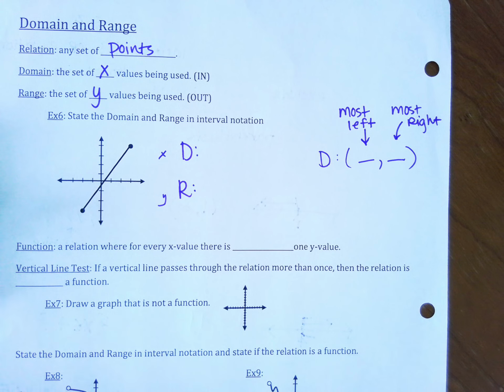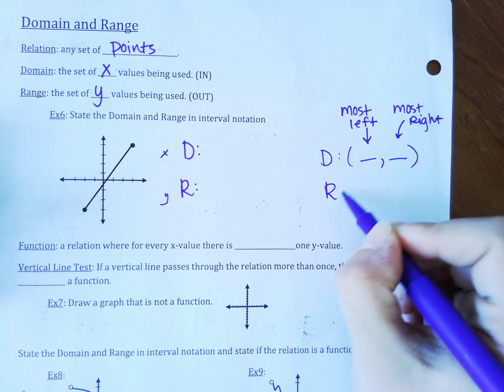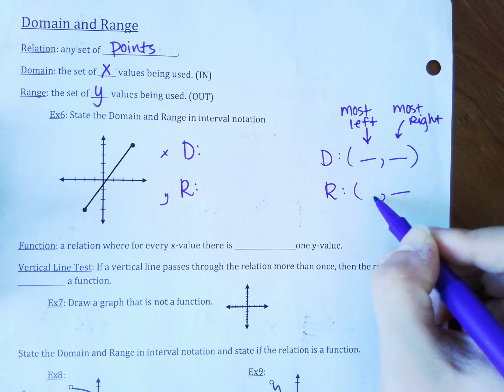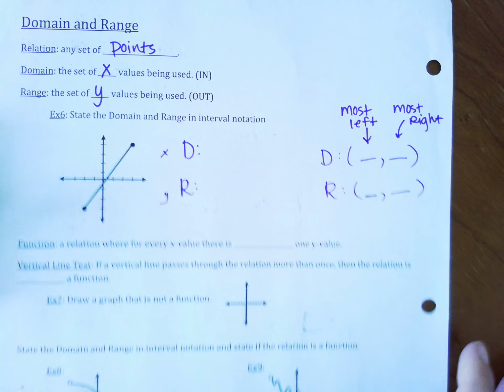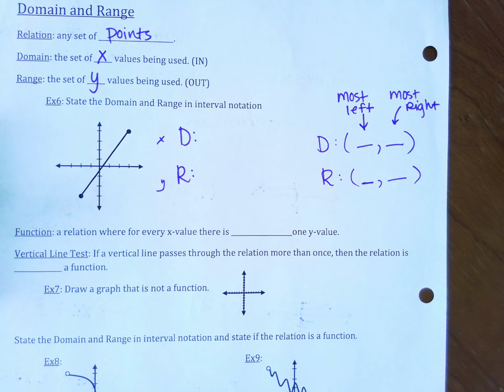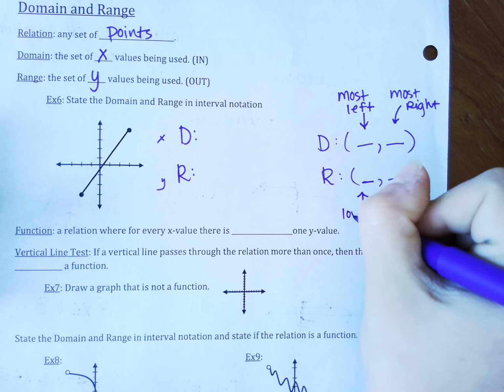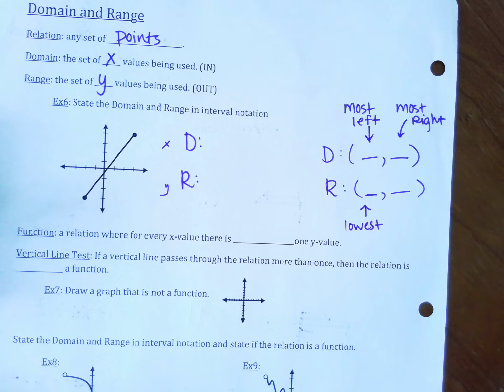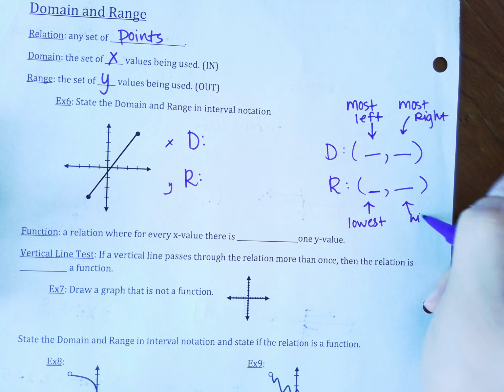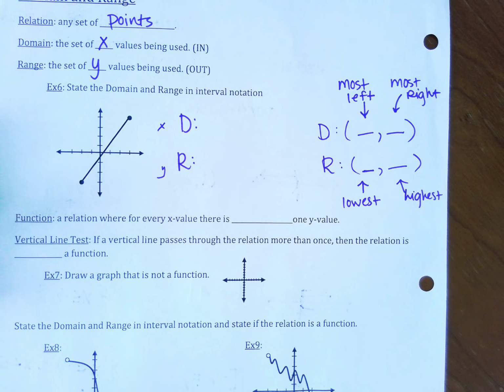For your range, it's kind of a similar idea. Since range is acting as your y values, instead of left and right, which x values only go, that's what our x-axis does, our y-axis goes up and down. So this would be the lowest point that you see, the lowest value, and this would be the highest. How high, how tall does your function reach?